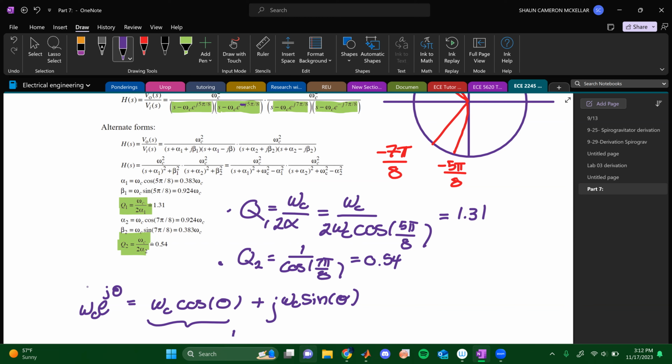Now notice that because the cosine is an even function, if I plug in plus 5 pi 8 or minus 5 pi 8, I get the same answer. So that's why there's two Q values. It's because the denominator is an even valued periodic function. And so even though there's 4 poles, there's only 2 Qs.